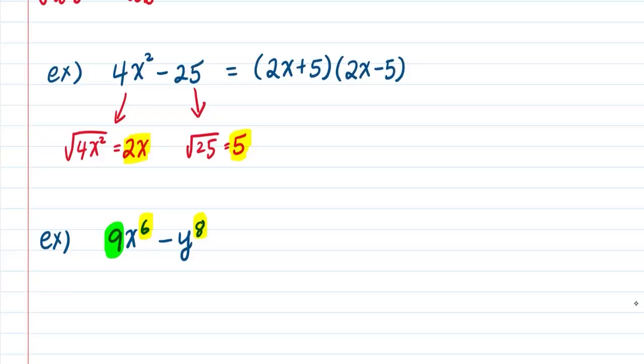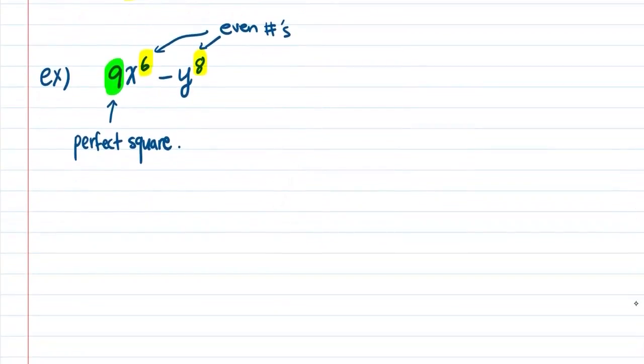So this is a perfect square number, and these two are even numbers, then we're good. Okay, so let's take the square root of 9x to the power of 6, which is 3x to the power of 3, or 3x cubed. Okay, all you need to do is just divide the 6, the original expression's exponent, by 2, then you will get the 3. So that's how you take the square root.